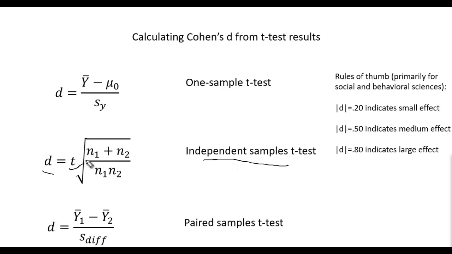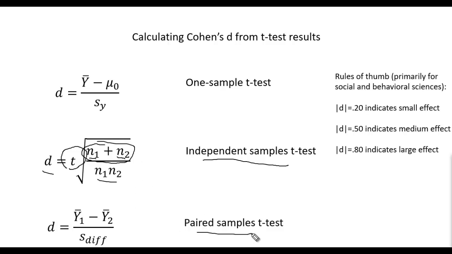Essentially it's computed by taking the t value from your output and multiplying it by the square root of your sample size for group 1 plus sample size for group 2 divided by the product of those sample sizes. So the numerator portion right here is essentially going to be your total sample size across the two groups, and then your denominator is the sample size for group 1 multiplied by the sample size for group 2. So it's a fairly quick computation.